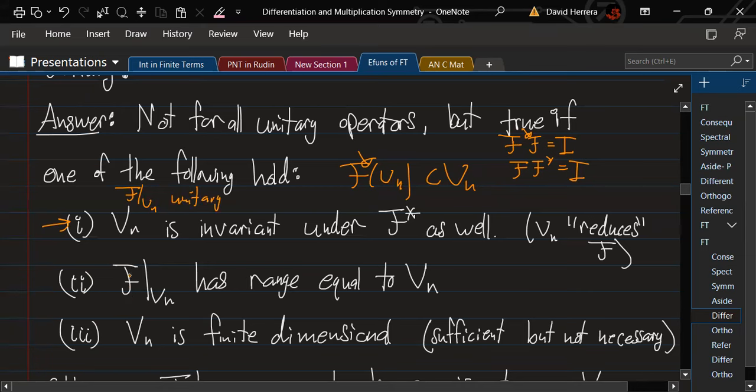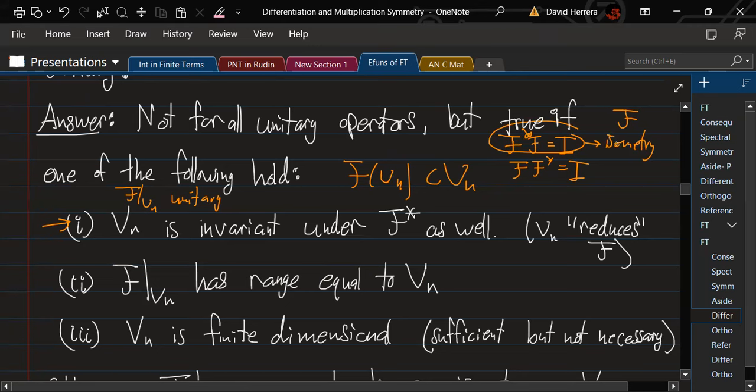What about this condition? What about f restricted to Vn having range equal to Vn? Well, basically the idea is that because f of Vn is in Vn, it's an invariant subspace, and because of this in general, this right here tells me that it's an isometry. F is an isometry. This is from the Fourier inversion, basically.